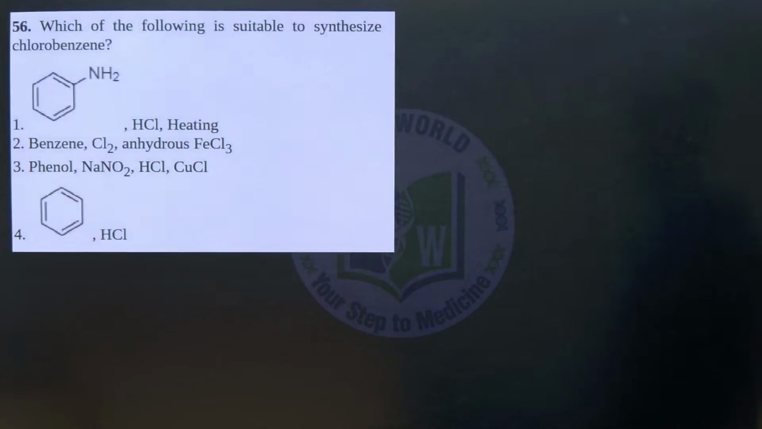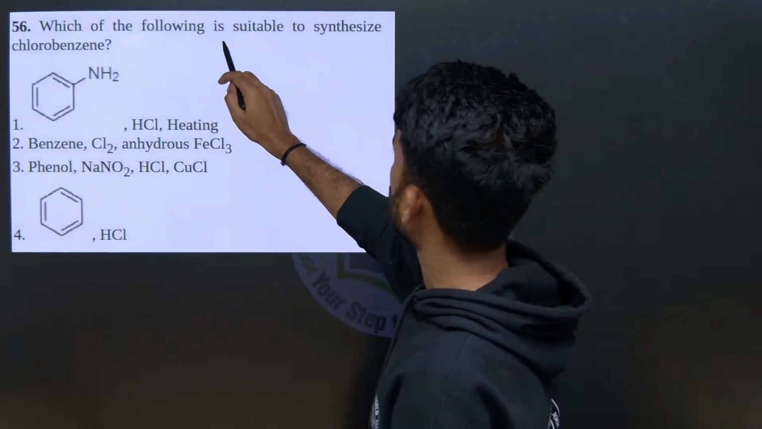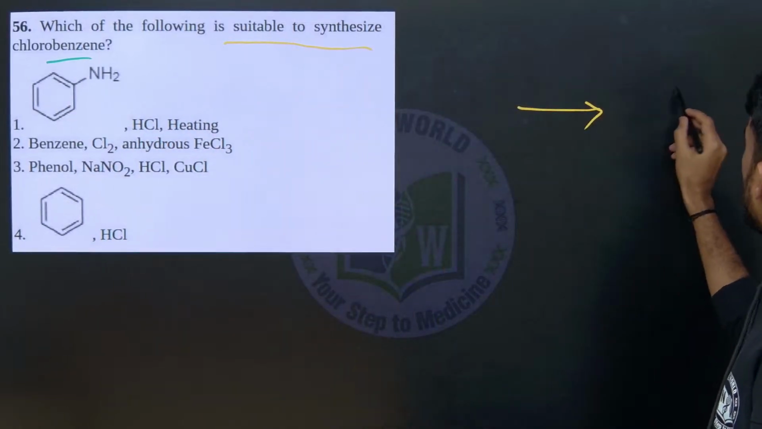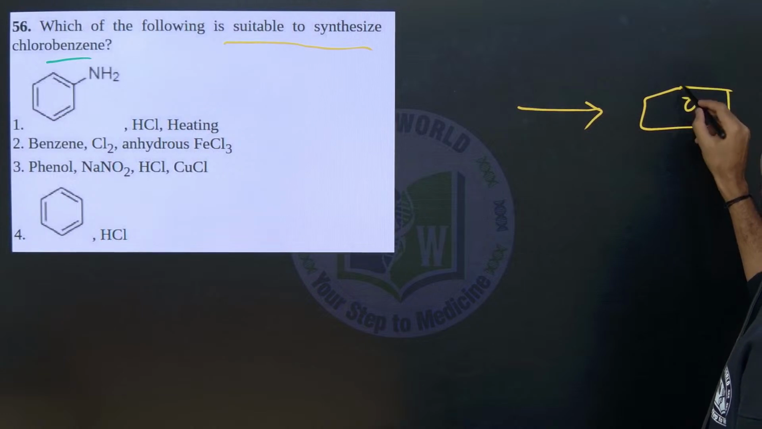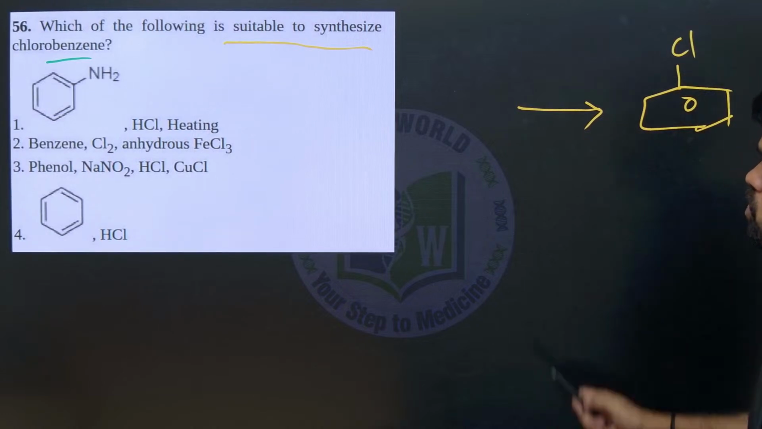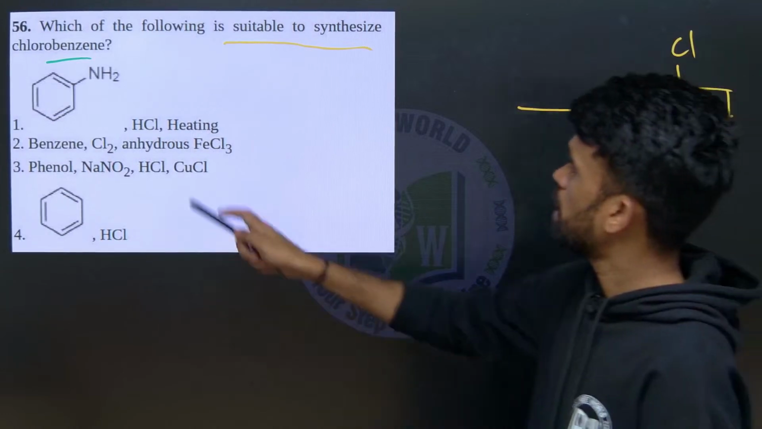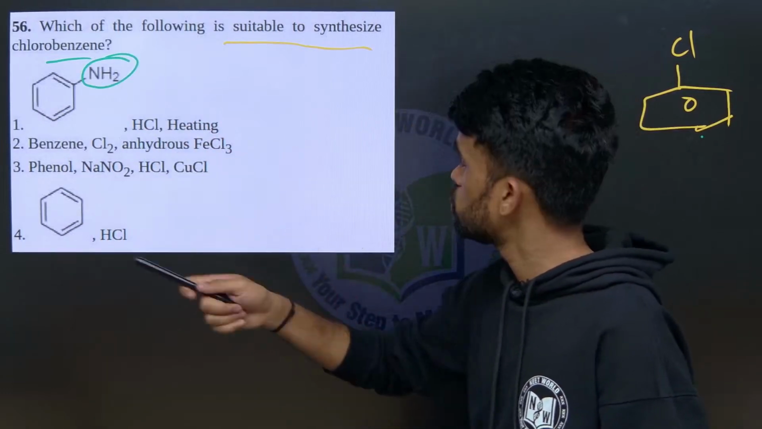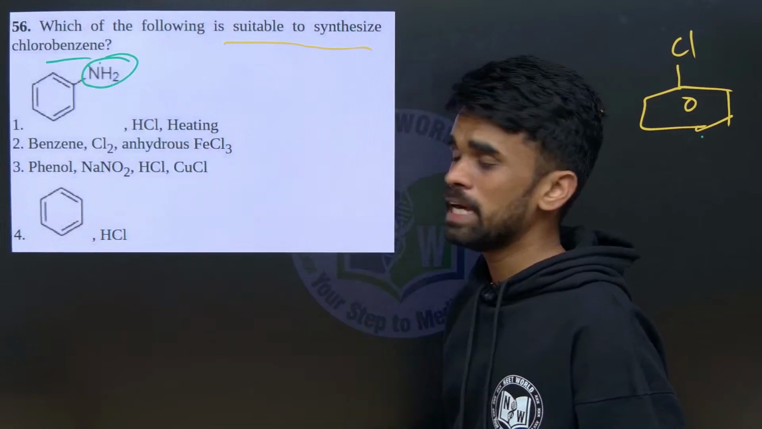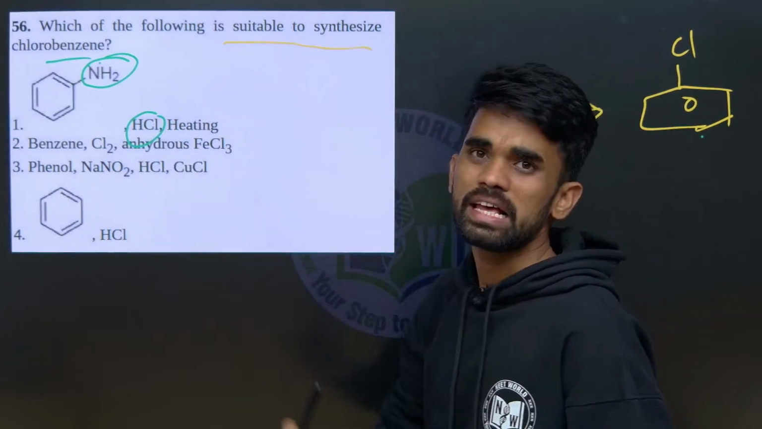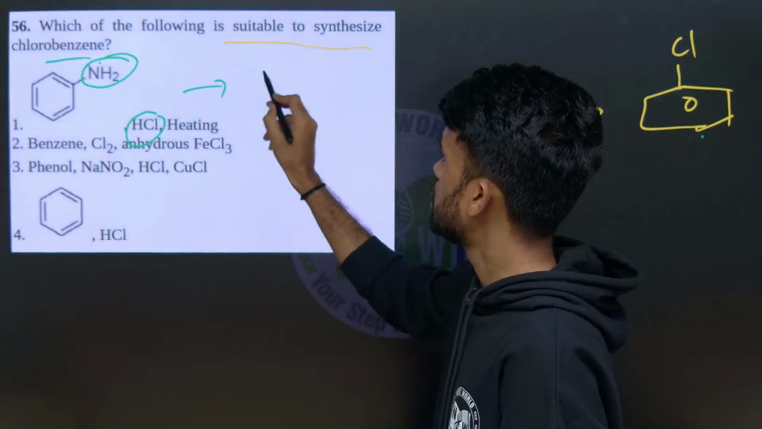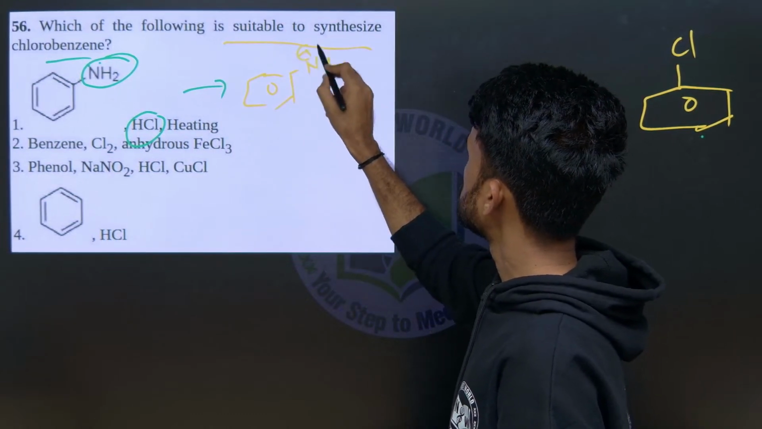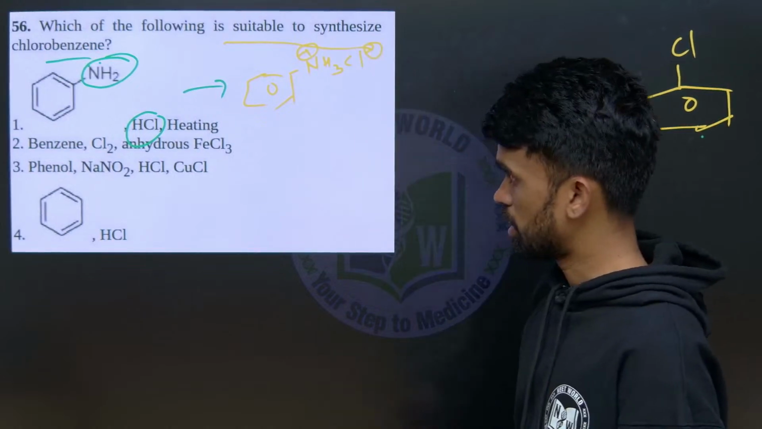Then next, which one of the following is suitable to synthesize chlorobenzene? So we need to prepare chlorobenzene. If we heat aniline with HCl, there is no use, because aniline is a base and this is an acid, therefore an acid-base reaction takes place and forms C6H5NH3+ Cl-, that's it, no further reaction.